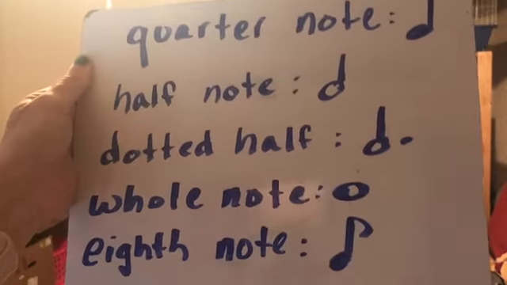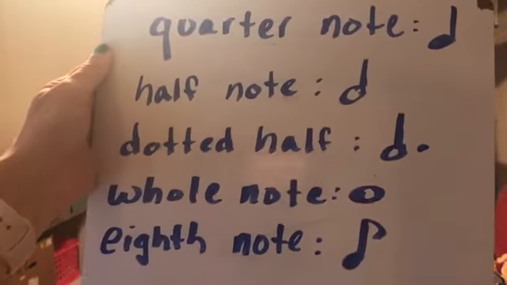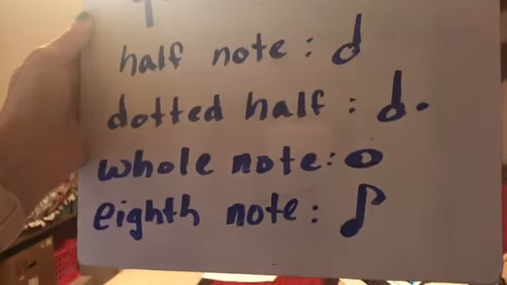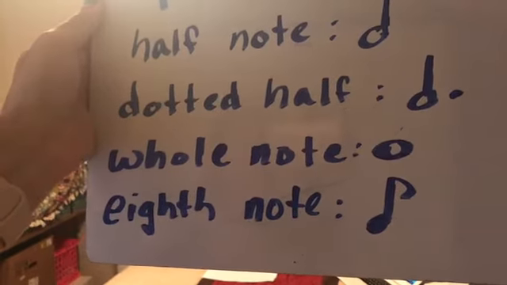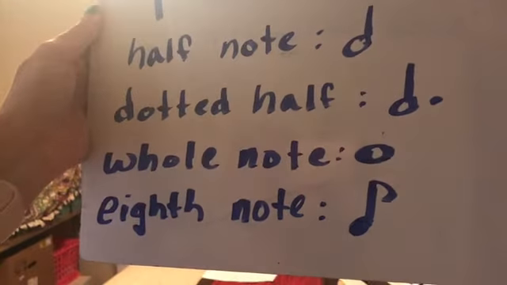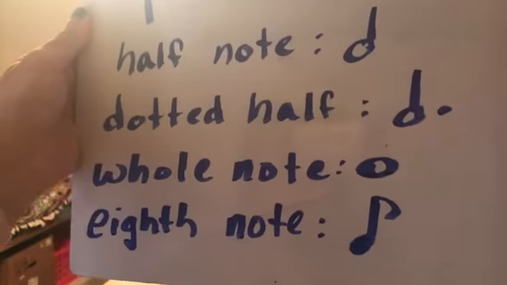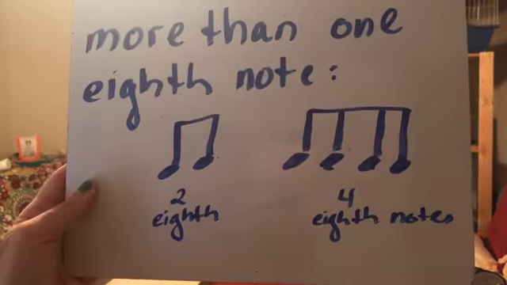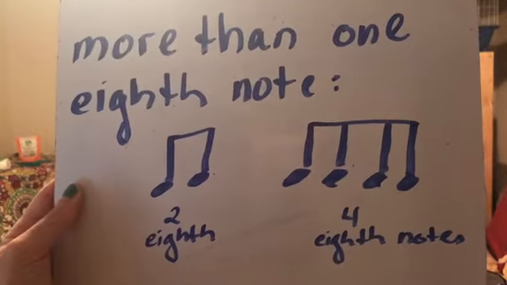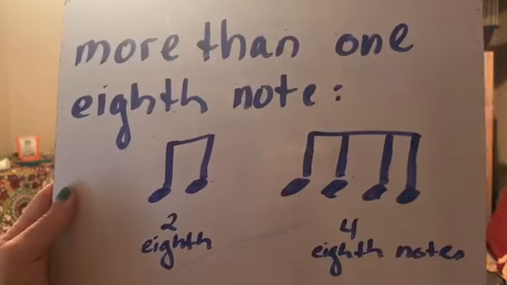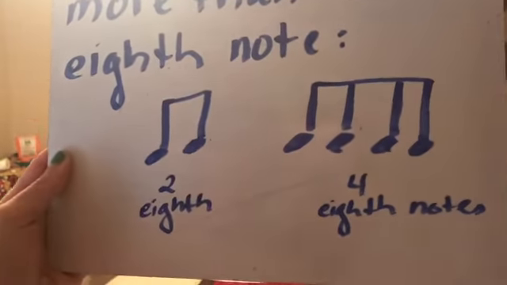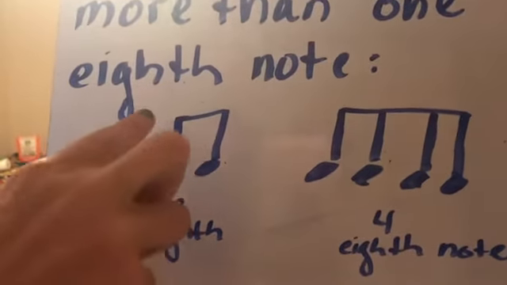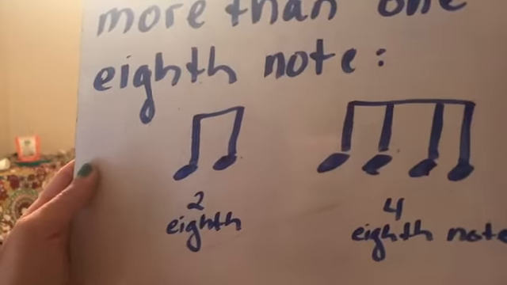The quarter note, which is worth 1 beat, the half note, which is worth 2 beats, the dotted half note, worth 3 beats, the whole note, worth 4 beats, the 8th note, worth 1/2 of a beat. When you have a group of 8th notes that is more than 1 note at a time, you group them together by a beam, and it's just one solid line across those 8th notes.